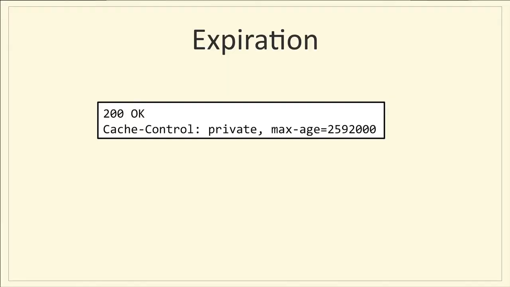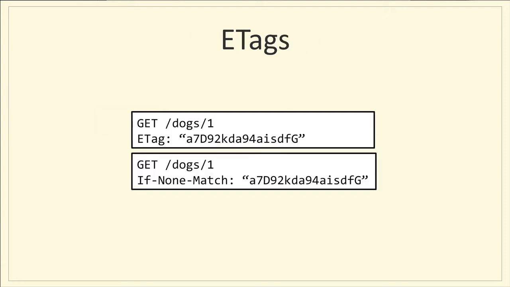One is expiration. So you use a cache control header to say, this is private, which means that only the client can cache this. No proxy in the middle should be caching this. And a max age in seconds. So this is 30 days, I think. This is a direct message to the client saying, hold on to this, and it should be good for this length of time.